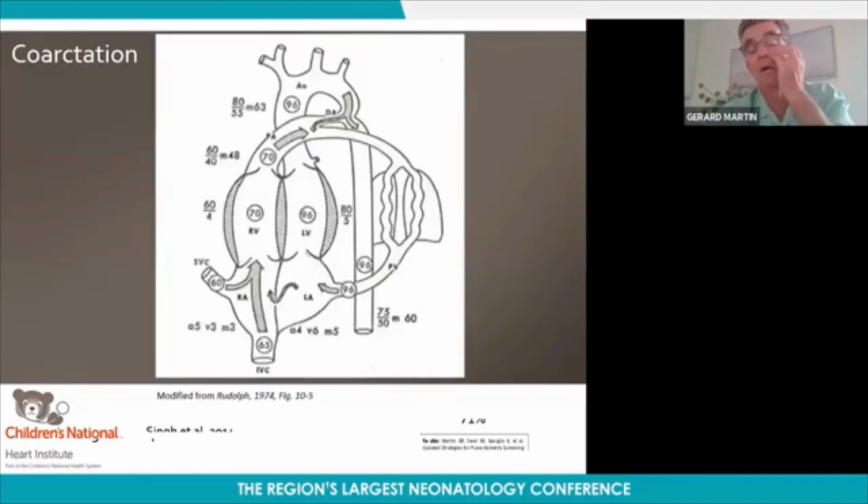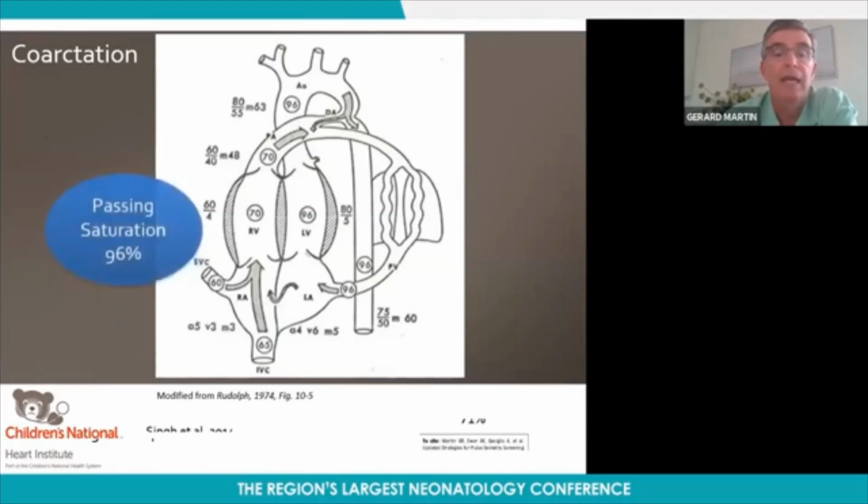This is a cartoon from Dr. Rudolph's textbook, and this is actually a baby with saturations filled in from the newborn screening. This baby had 96% saturations in the upper and lower extremities. And as you can see, this baby has the substrate for coarctation of the aorta. There's isthmic narrowing. There's already some indentation with some mild ductal constriction. But because the ductus arteriosus is still moderately patent, there is still unrestricted flow to the lower extremity. The ductus is predominantly left to right, and the child has normal saturations.